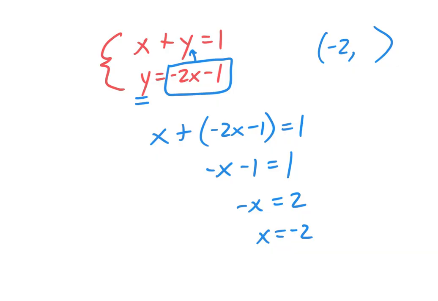Once again, you have a choice. You can plug it into the first or the second. Usually I'll pick the one that already has a variable by itself. I'll pick the one that has y by itself. So I'm going to plug negative 2 in here for x. Negative 2 times negative 2 would be 4. 4 minus 1 would be 3. Negative 2, 3 would be our answer.